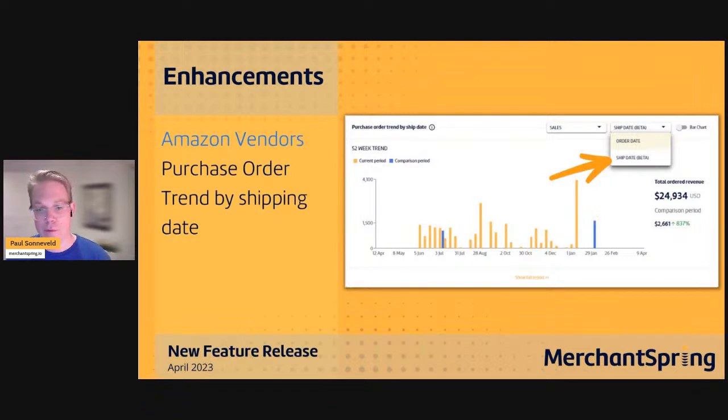We are including a very simple toggle on the purchase order trend line, where you can toggle between the two different timestamps. So you can look at the data from an order date point of view, or you can look at the data from a when-is-it-being-delivered point of view. And that means you can also start to look into the future a little bit as well.